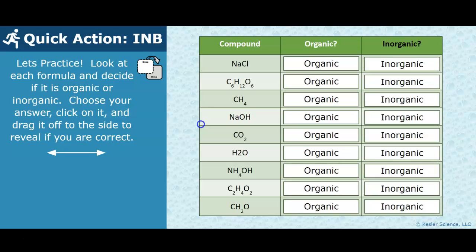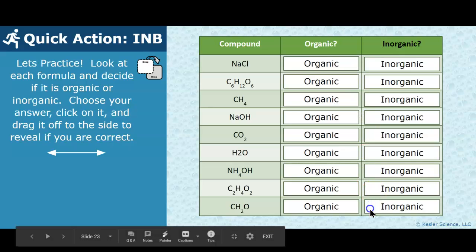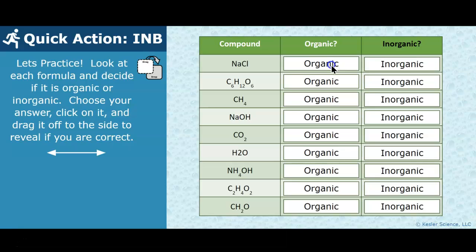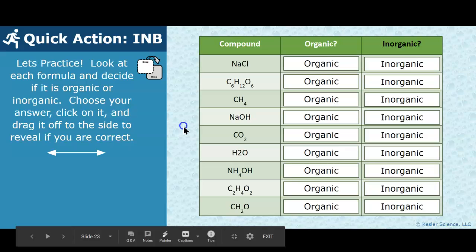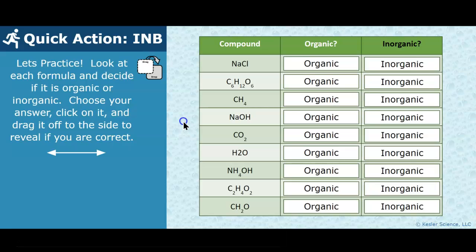Now, here you're going to look at the formula and decide if it's organic or inorganic. Then you'll move the box and it will tell you if you're correct or not. There is no reason that all these should be correct. So you're going to pull the box to see if it's organic or inorganic. So let's take a look at sodium chloride, otherwise known as salt. There is no carbon in this formula, so this cannot be organic. It must be inorganic. So you're going to go through all these, pull the correct boxes, and make sure you get them all correct.